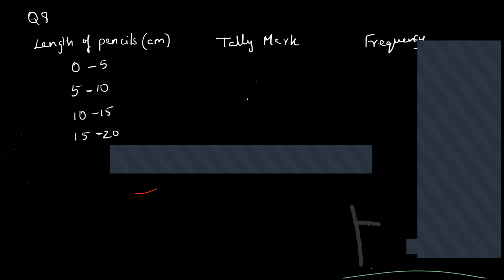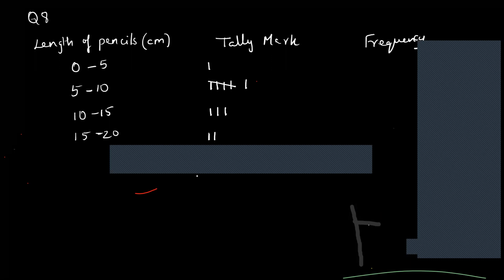Read the very first one. 16. So where should I put it? It will come in 15 to 20. Correct. Continue. 15. Where? The same, 15 to 20. Correct. Then 7. It will come in 5 to 10. Then 4.5. 0 to 5. Then 8.5 will come in 5 to 10. Then 5.5, 5 to 10. Then 5 in 5 to 10. Then 6.5 in 5 to 10. 6 in 5 to 10. 10 in 10 to 15. 12 in 10 to 15. 13 in 10 to 15. 4.5 in 0 to 5. 4.9 in 0 to 5.